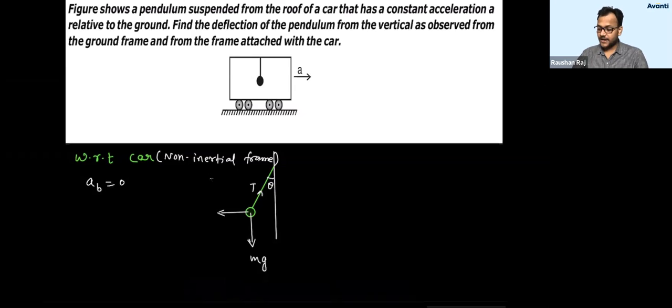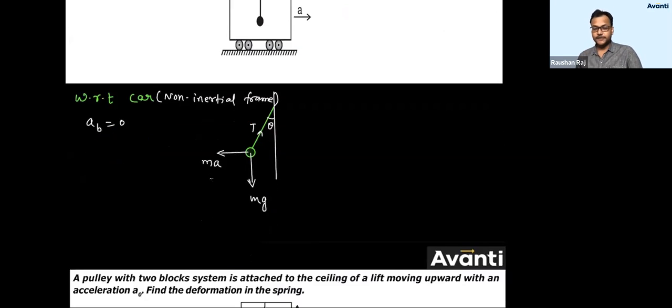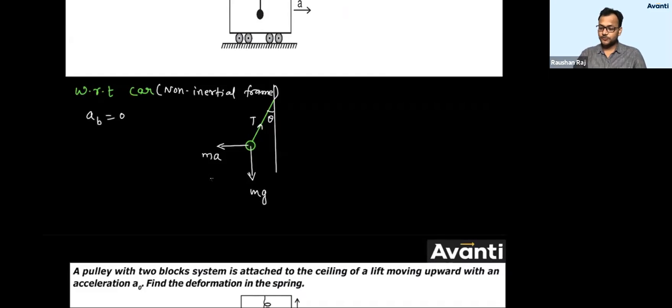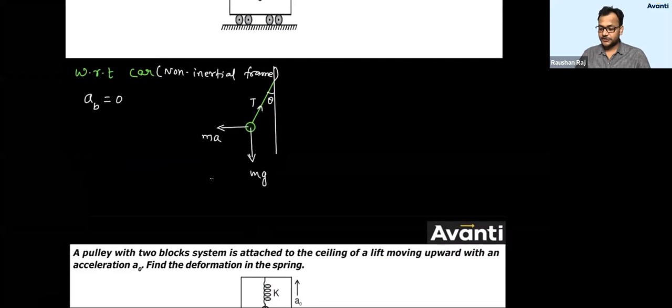What will be the magnitude? The mass of the object into acceleration of the frame is ma. So now I would say acceleration of bob का मतलब 0 ही है बच्चा लोग. तो हर एक डायरेक्शन में acceleration of bob क्या है? 0. So in vertical direction, I would say simply T cos theta will be equal to mg. That is correct.